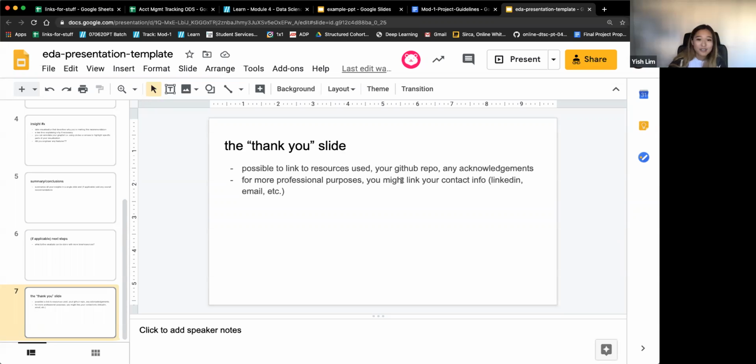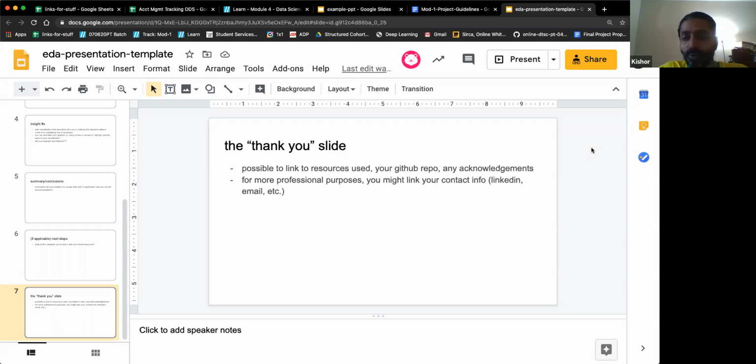But you can also link to the resources that you used. Let's say maybe there's a movie trend going on and someone wrote an article about it and you were inspired by that, you can add that here. You can definitely link your GitHub repo. I know some people do this as well, especially for their later projects: you can link your contact info, like your LinkedIn and your email. So if anyone wants to contact you about whatever it is that you did, your information is there.